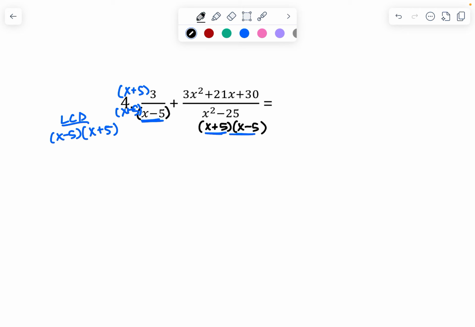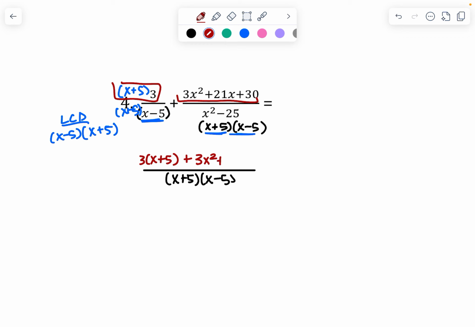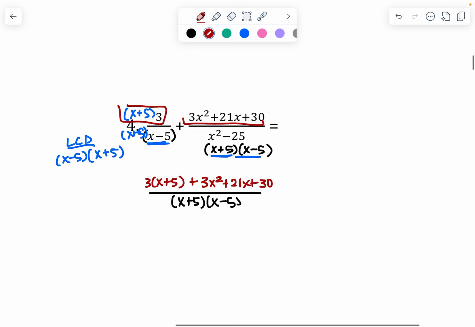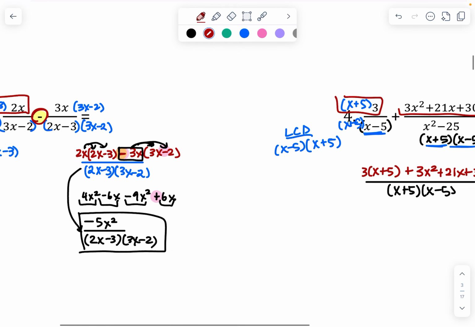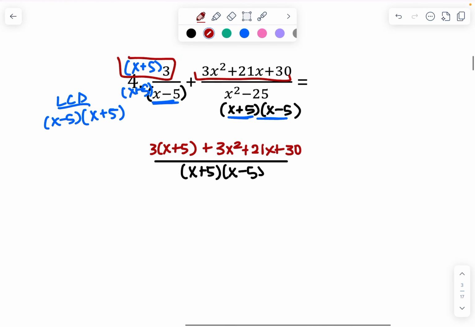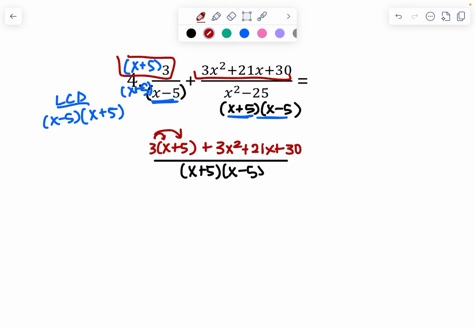Okay, and so my common denominator that they both have is x plus 5, x minus 5. And then this first expression is going to have a 3 being distributed to the x plus 5. And then we still have this quadratic. The reason why I didn't factor the numerator here is because I would have just had to FOIL it all out later to clean up the numerator, just like we had to do a bunch of distribution here. And so you don't want factors in the numerator. And so distribute the 3.